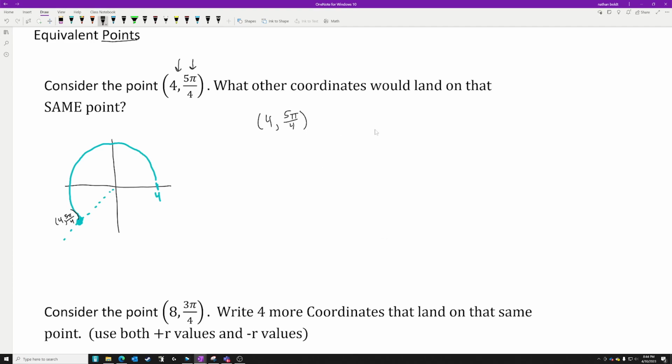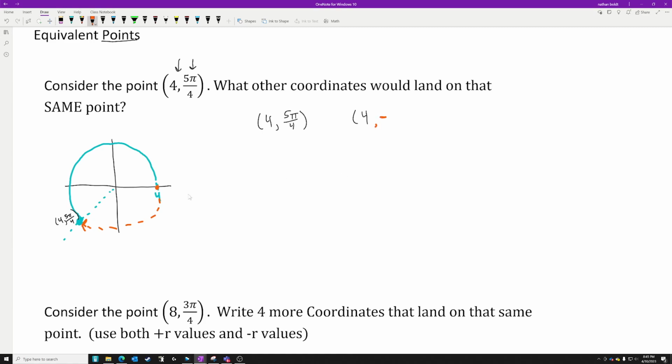So the first one, I'm going to again start at the same place, a radius of 4. I'm going to start right here. But instead of going counterclockwise, I could go clockwise around this way and end up at the same place. To go clockwise, you just make the angle negative.